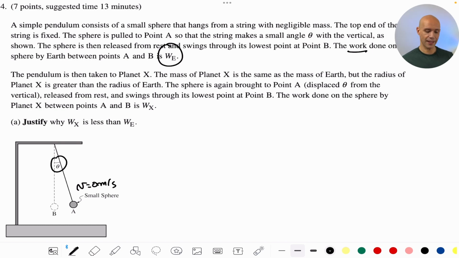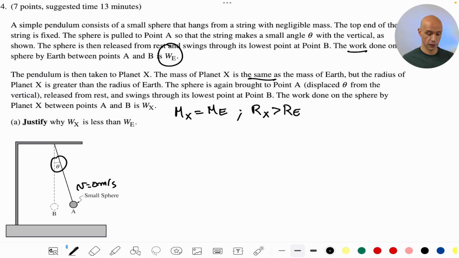The pendulum is then taken to planet X. Well, okay, that would be cool. It's very expensive to do that, much more expensive than what we have to pay to take these tests. The mass of planet X is the same as the mass of Earth, so this is important. So let's write that. The mass of planet X is the same as the mass of planet Earth. But the radius of planet X is greater. Okay, well, we assume that it's a circular planet, and its radius is greater than the radius of Earth.